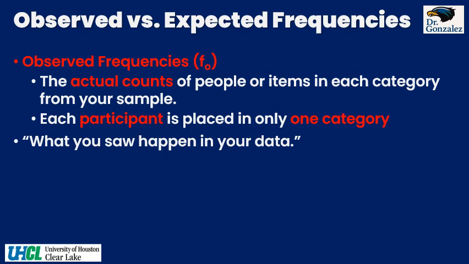So what we're doing is counting observed and expected frequencies. Our observed frequencies, F sub O, are the actual counts of people or items from your sample. Remember that each participant is only placed in one category. So you can only like Coke or Pepsi for this particular scenario. You cannot have more than one data point related to you. Observed means this is what you saw happen in your data.